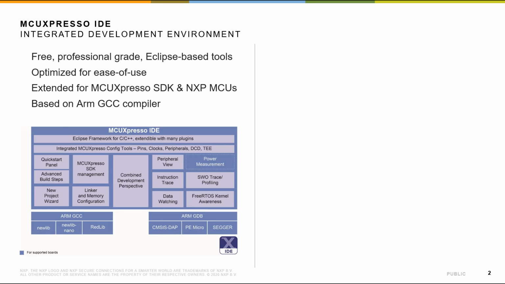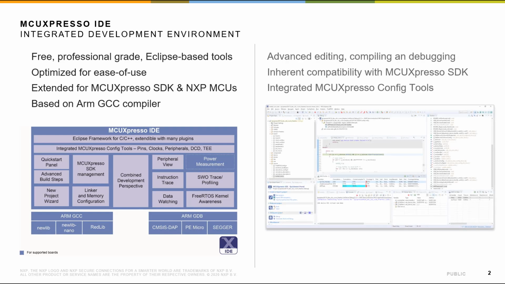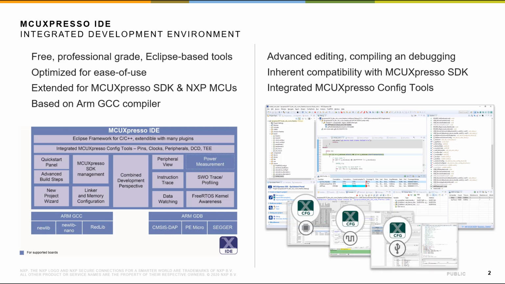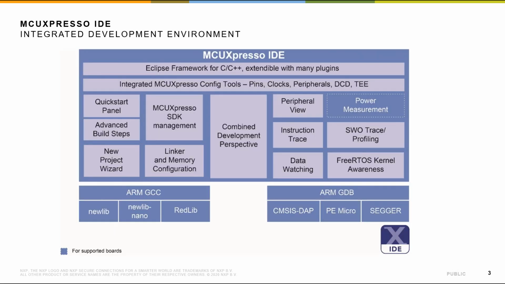Enabling powerful application development, the Eclipse and GCC-based MCUXpresso IDE offers advanced editing, compiling and debugging features and is inherently compatible with the MCUXpresso SDK. The MCUXpresso pins, clocks, peripheral, TrustZone and i.MX RT DCD configuration tools come built into the IDE. This IDE is offered for free without code size limitations and features a choice of runtime libraries, wizards for creating and cloning projects, and gives the option of directly selecting or drag-drop importing of MCUXpresso SDK packages.